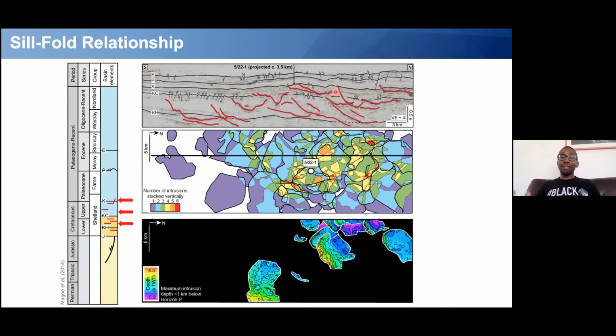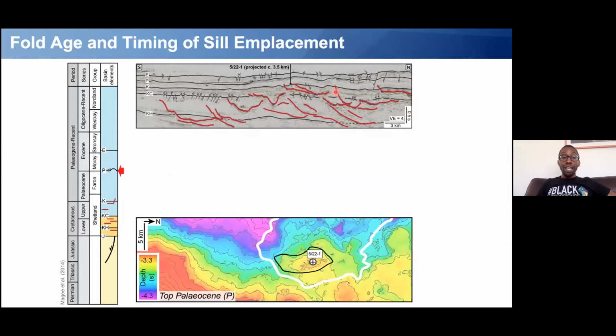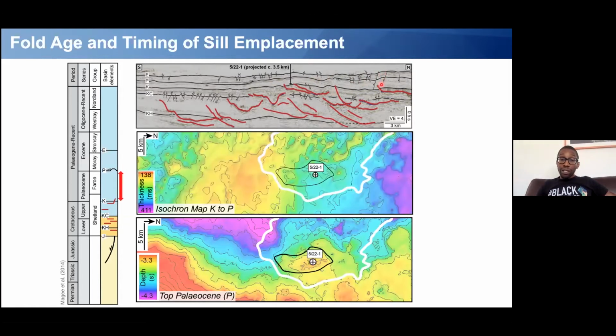So it looks like, again, there's this very good correspondence, but here it's not just one sill that's driven the ground deformation. Clearly there's multiple sills that have been injected. In terms of the timing, we can go and look at the thickness patterns above the top of the sill. This is now just the Paleocene horizon being shown, which we showed before at this level, and that's the Paleocene horizon here.